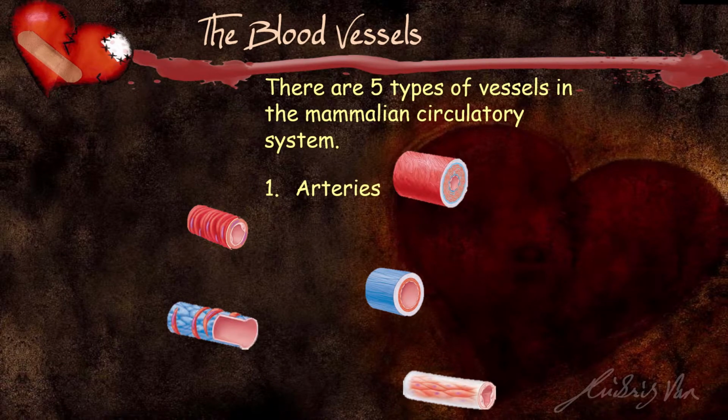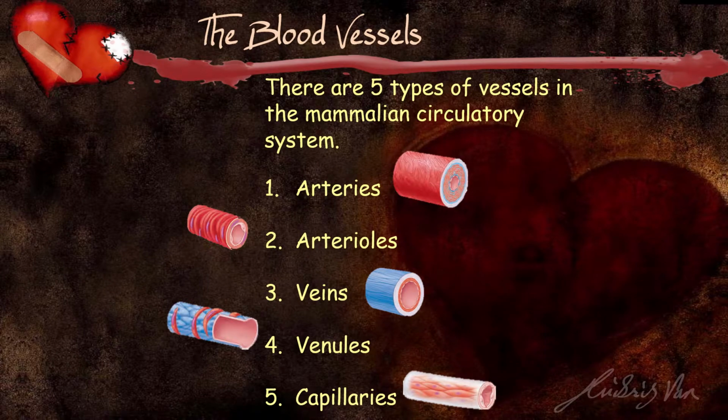So there are 5 types of blood vessel. First are the arteries, followed by arterioles, which is a fancy way of saying smaller arteries. Next are the veins and venules, which is a fancy way of saying small veins. And lastly, the blood capillaries. For artery and arteriole, their structure and function are around the same. The same can apply to veins and venules.